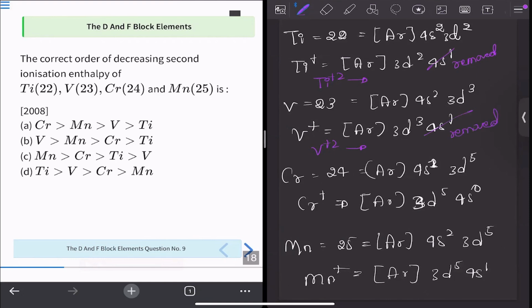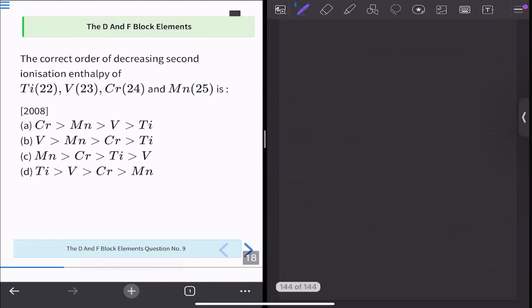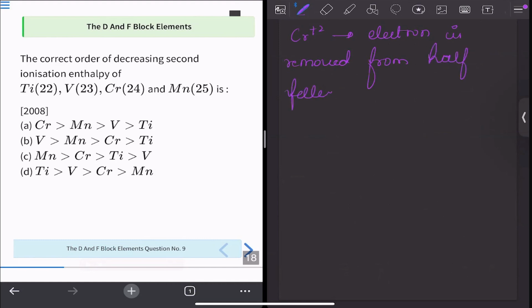If it is chromium²⁺, then the electron is removed from the half-filled d subshell, so it will have 3d⁴. So in Cr²⁺, the electron is removed from the half-filled d subshell.